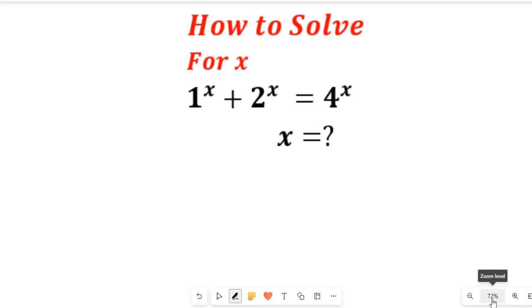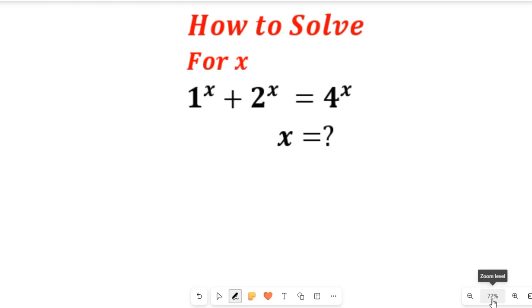In this video, you will learn how to solve for x in this exponential equation. Now, if you're given this exponential equation and asked to find the value of x, all we need to do is see how we can reduce the value on the right-hand side to be equal to 1. That way, we'll have a quadratic equation which we can solve to get the values of x.